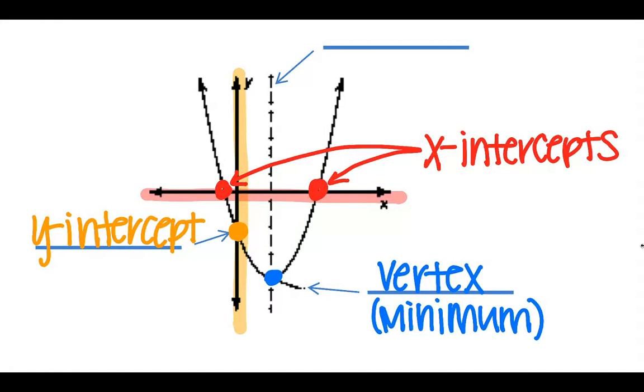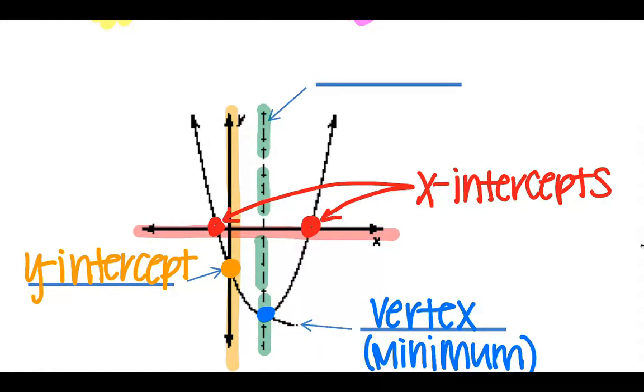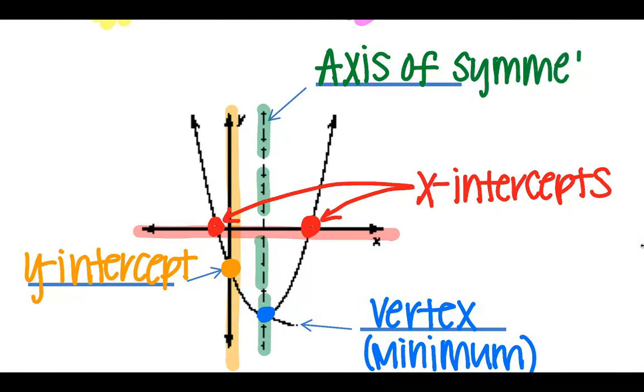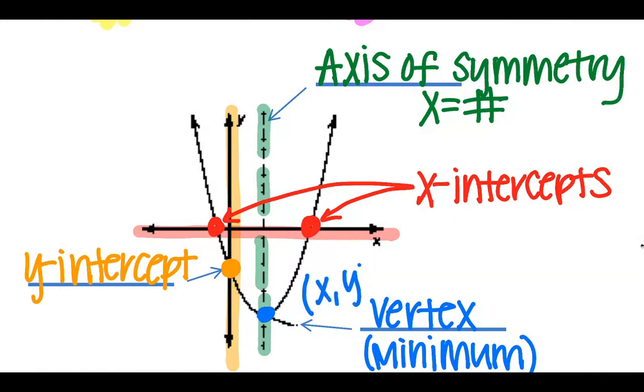Then lastly, we talked about our axis of symmetry. That means that if I cut it right down the middle of that vertex, the left side is identical to the right side. If I fold it along that green line, they would match up perfectly. They are identical. So again, this is our axis of symmetry. And it's always written as x equals a number. And remember, we get that number from our vertex. So if our vertex is x comma y, we use this x for the number up there. So that's the number.